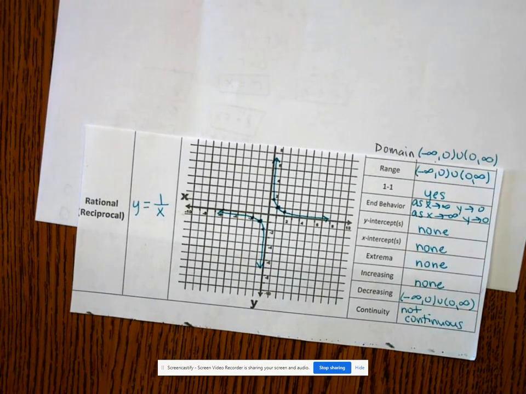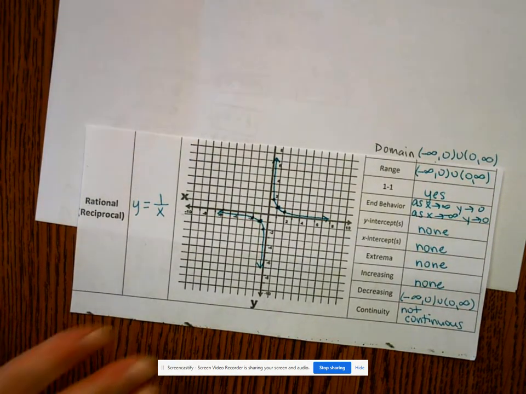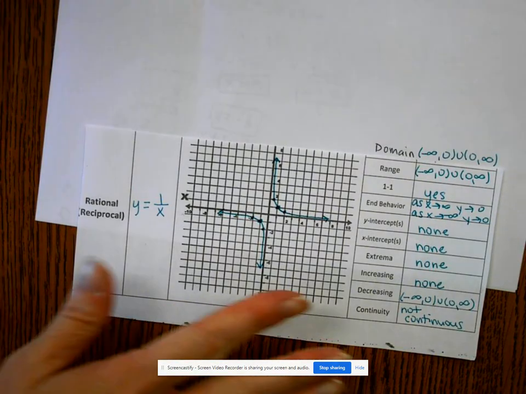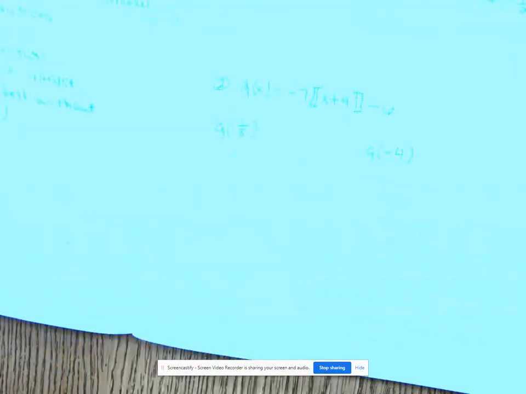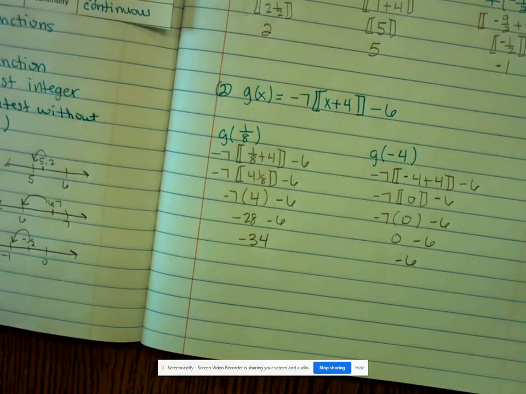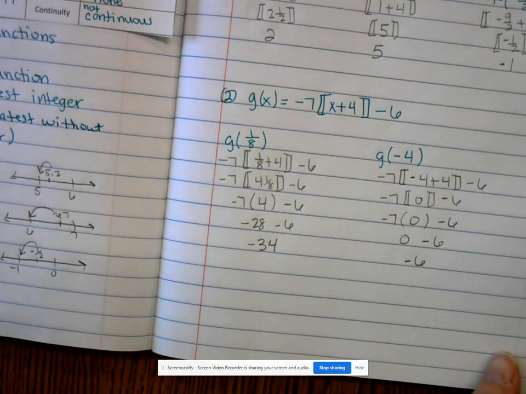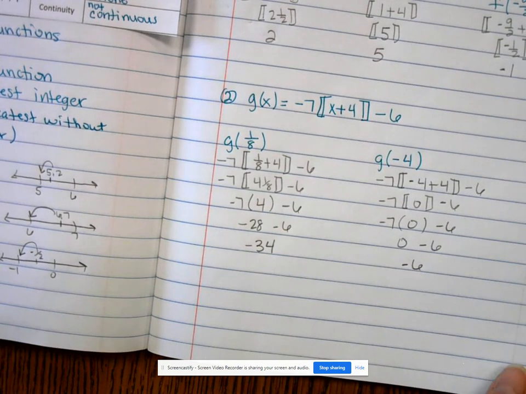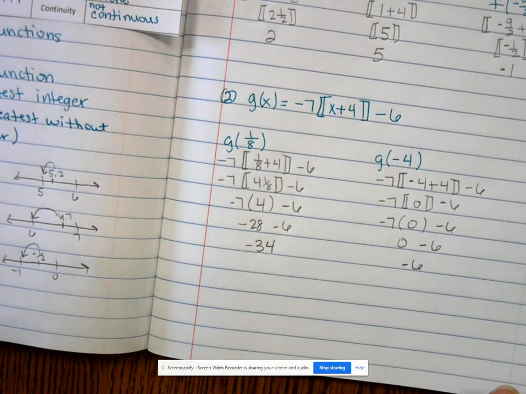All right, so those are our parent functions. Pause the video, glue them in your composition book where we left the gap. And then in your composition book, we need to pick up after all of this greatest integer stuff. The next thing that we're going to do is piecewise functions.